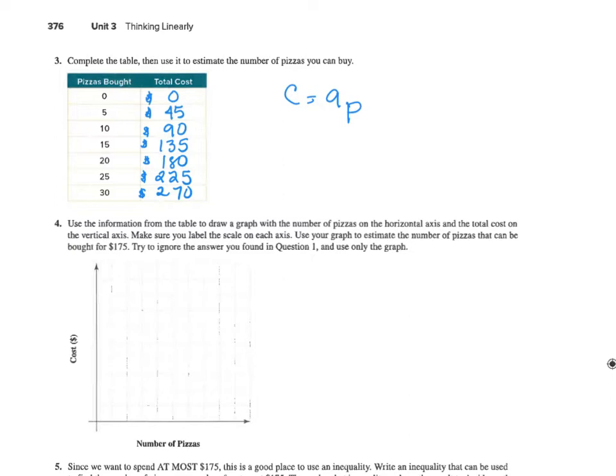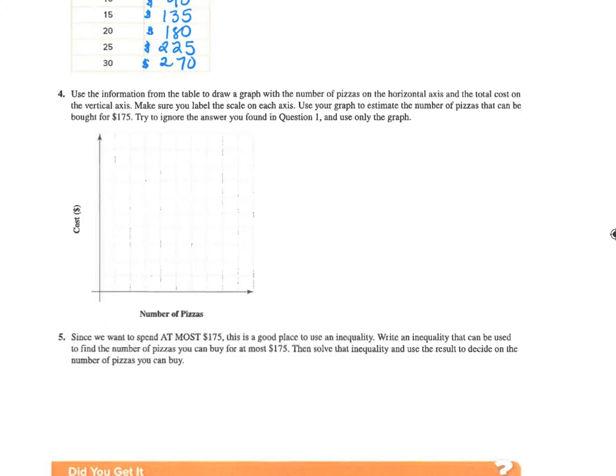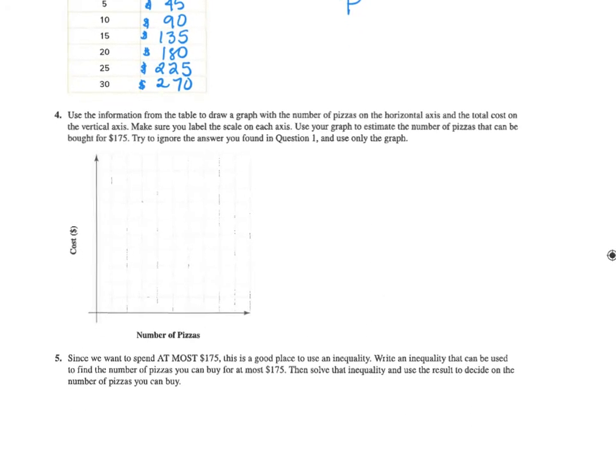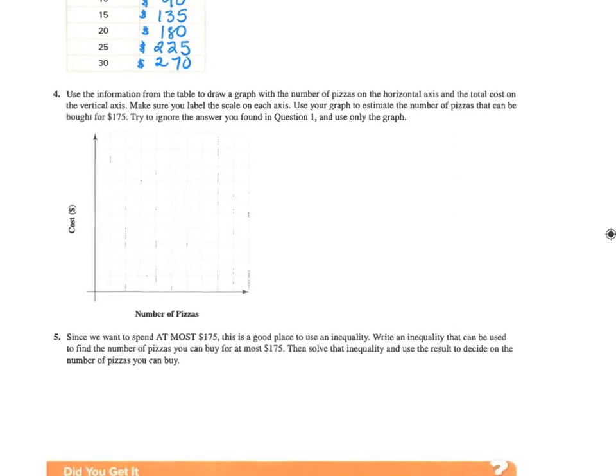Now number 4 says use the information from the table to draw a graph with the number of pizzas on the horizontal axis and the total cost on the vertical axis. Make sure you label the scale on each axis and use your graph to estimate the number of pizzas that can be bought for $175. I know I didn't answer that question for number 3, but when we're done, we'll look at both of these.